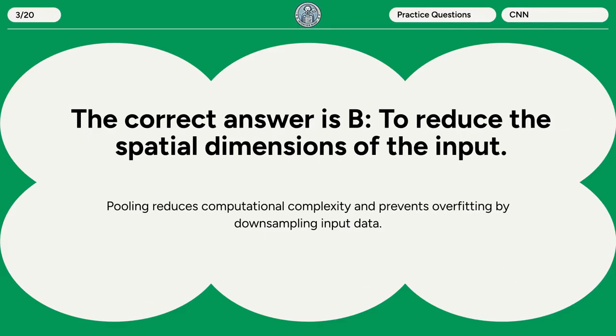The correct answer is B. To reduce the spatial dimensions of the input. Pooling reduces computational complexity and prevents overfitting by downsampling input data.